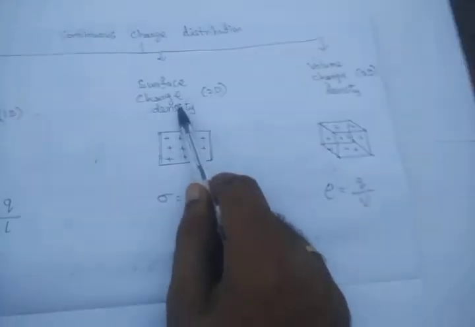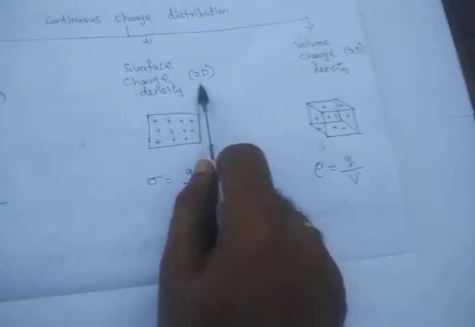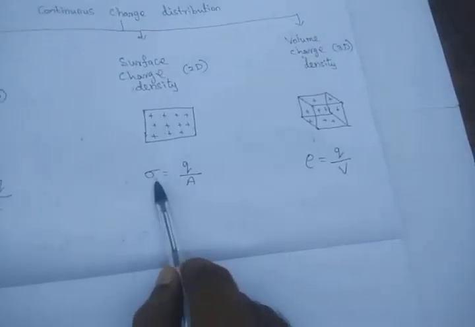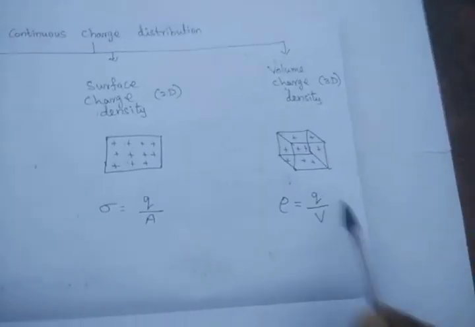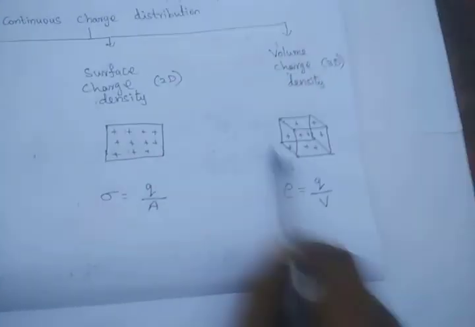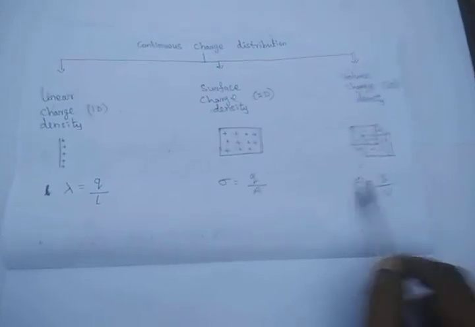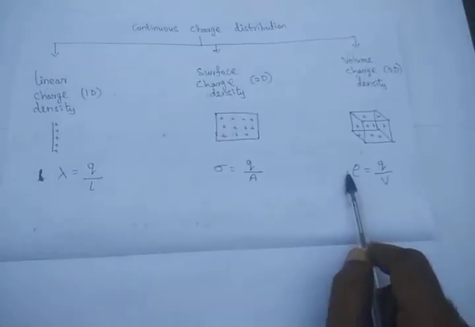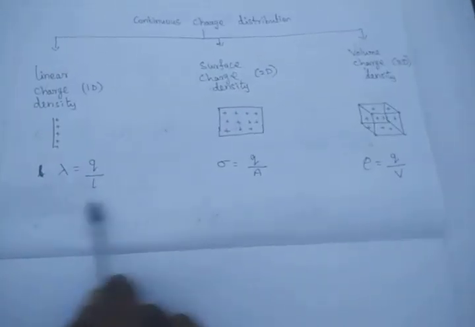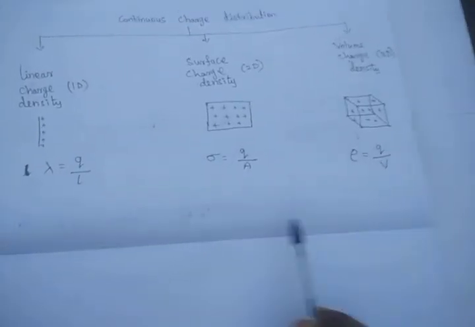Also for the surface charge, the amount of charge present on the given surface is 2-dimensional. So Q by area is the surface charge density, sigma. Similarly for the volume charge density, Q by the volume of that cube or any space or any object is equal to the volume charge density, rho. So for continuous charge distributions, we have linear charge density lambda, surface charge density sigma, and volume charge density rho, which correspondingly divide by the 1-dimensional length, 2-dimensional area and 3-dimensional volume.